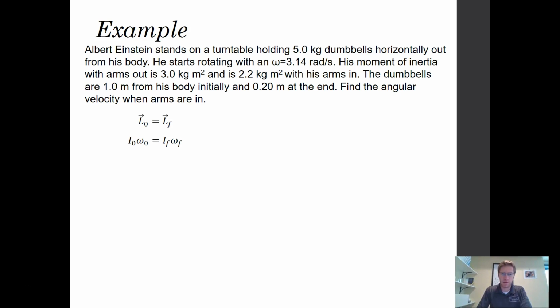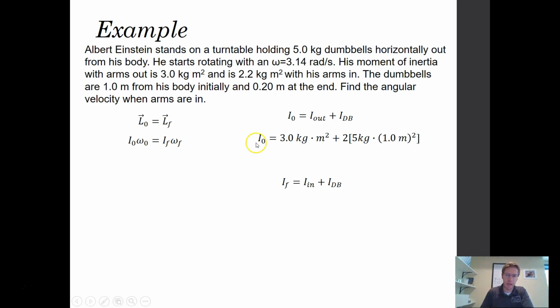I final? A lot of people just want to plug in 3 and 2.2 and call it good. No, that's not good enough because you ignored the dumbbells, right? I initial is really I of his body with his arms stretched out, plus the dumbbells when they're out there. And then I final is I with the hands in, plus the dumbbells in that inner position. So to figure out the overall I value, you need to take the moment of inertia of his body and add the two dumbbells. We're going to treat the dumbbells as point masses.